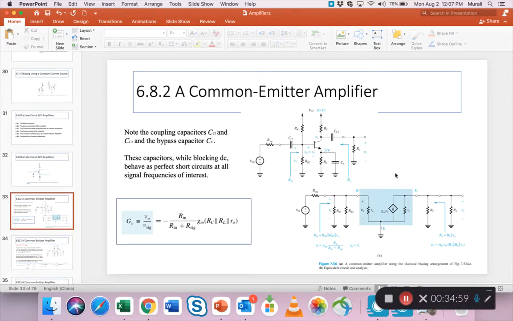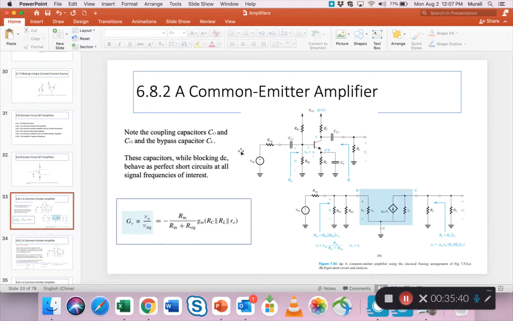Now, we've talked about coupling capacitors before. Remember, coupling capacitors are open circuits for DC. They're only important when signals are being considered, because signals are AC signals, so the capacitors provide a path. If you're talking only about biasing design, then the capacitors can be neglected because they are open circuits. Okay.